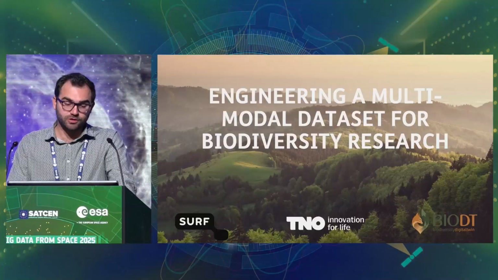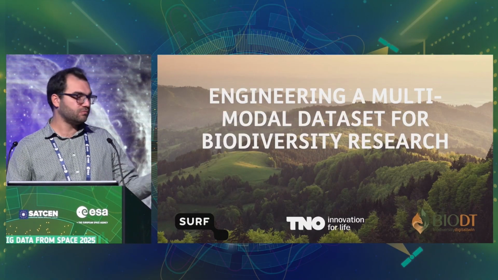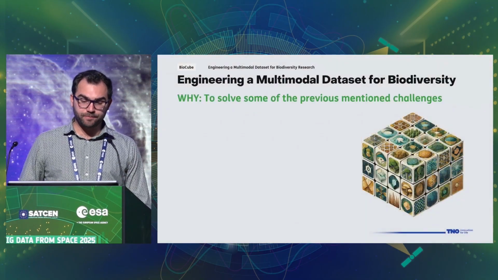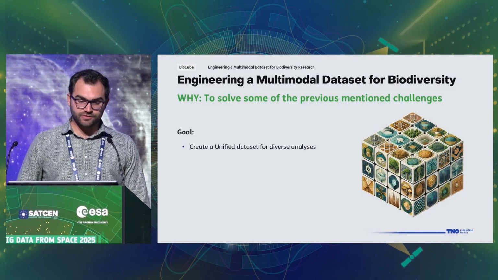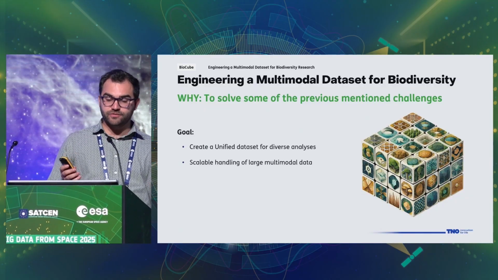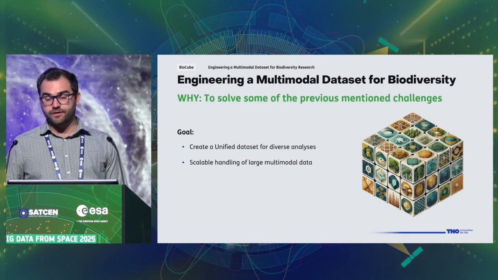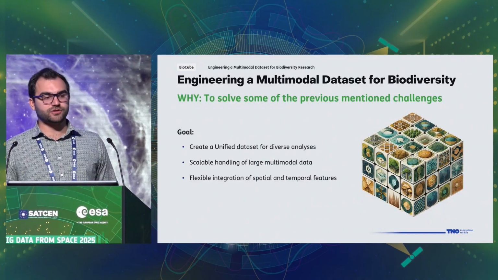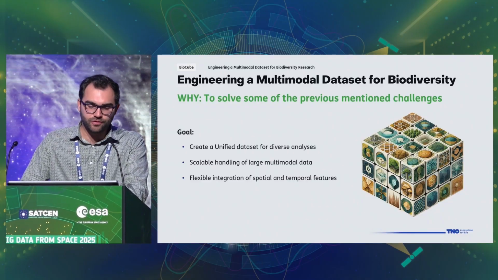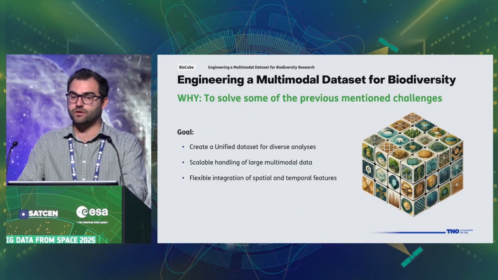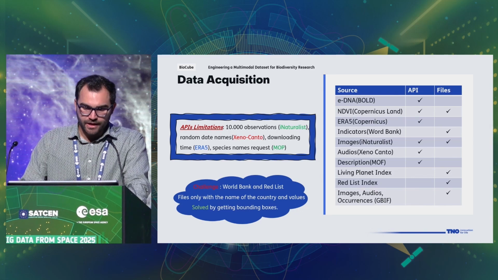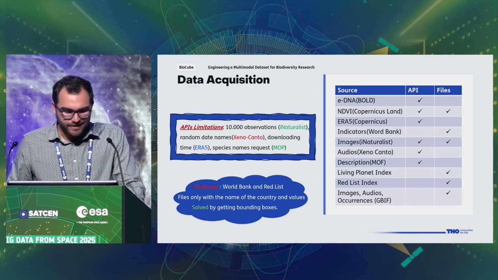So we need to engineer a multimodal data set for biodiversity, so researchers like us and others can do research in a more compact way, in a more easy way. So why? Yes, of course, to solve some of the previously mentioned challenges. The goal is to create a unified data set, scalable for multimodal data, flexible also, integration of spatial but also temporal features. The first speaker gave a very nice overview of what is a definition of a data cube. That's why we call it also cube, because we are both spatial but also temporal. Looking also at the time, I'm going to talk about this.